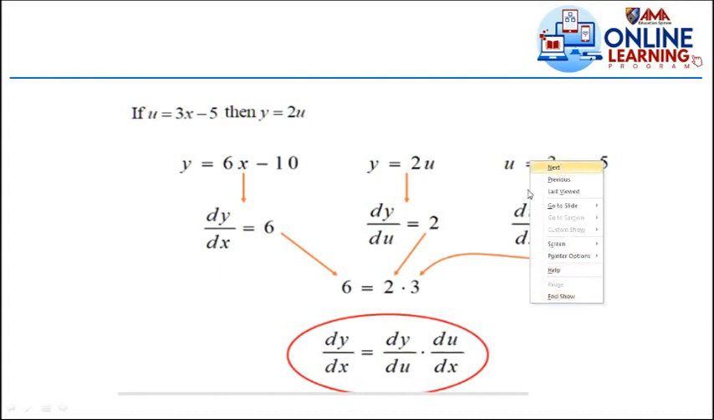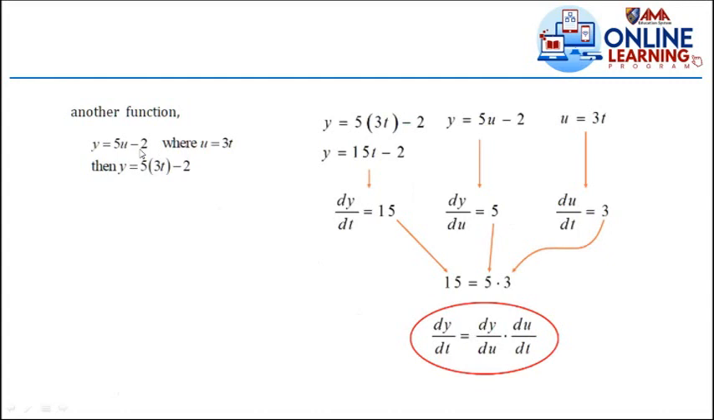Another function: y is equal to 5u minus 2, then y is equal to 5 multiplied by 3t minus 2. We equate u to 3t, so y will be 5 multiplied by 3t minus 2, which gives 15t minus 2. The derivative here is 15. If y is equal to 5u minus 2, dy/du is 5, and if u is equal to 3t, the derivative of u is 3. Therefore, 15 is equal to 5 times 3, so 15 is the same as 15. Another formula: dy/dt is equal to dy/du multiplied by du/dt.